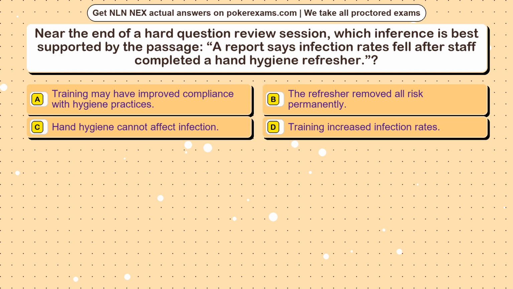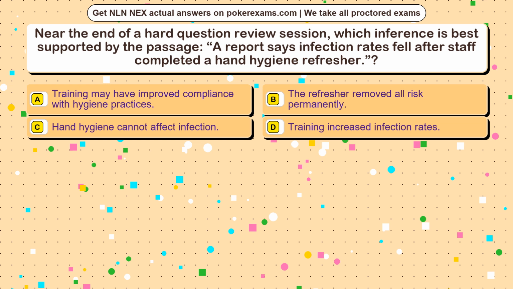Question 19. Near the end of a hard question review session, which inference is best supported by the passage? A report says infection rates fell after staff completed a hand hygiene refresher. Option A, training may have improved compliance with hygiene practices. Option B, the refresher removed all risk permanently. Option C, hand hygiene cannot affect infection. Option D, training increased infection rates.